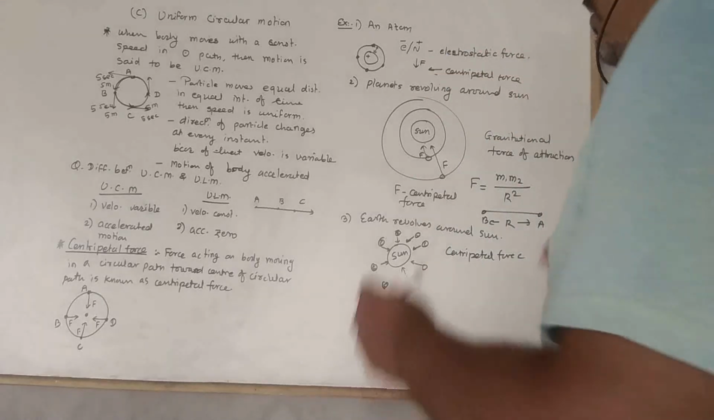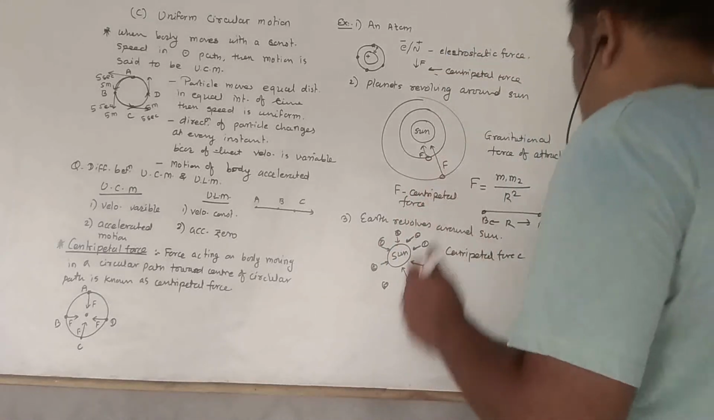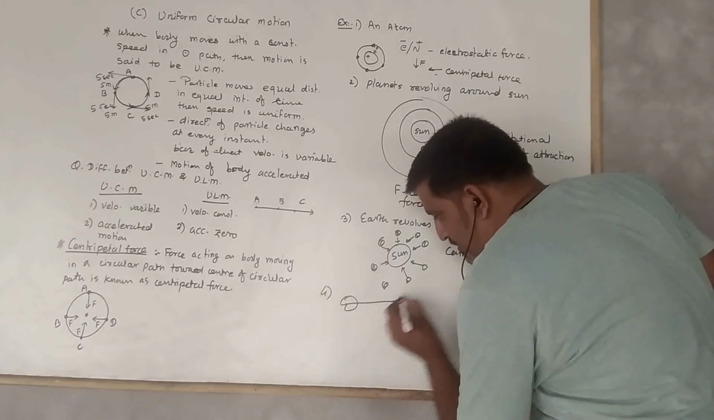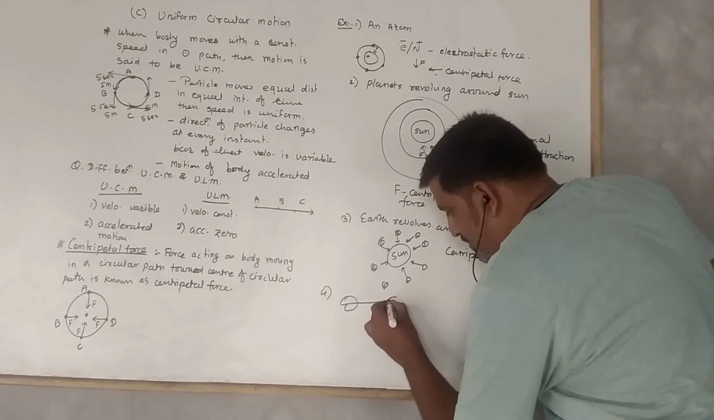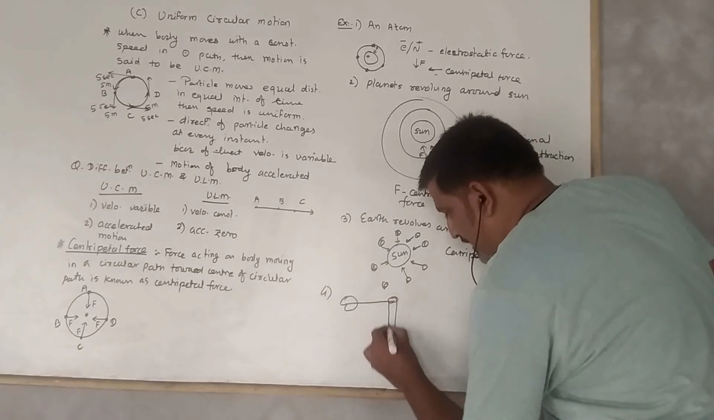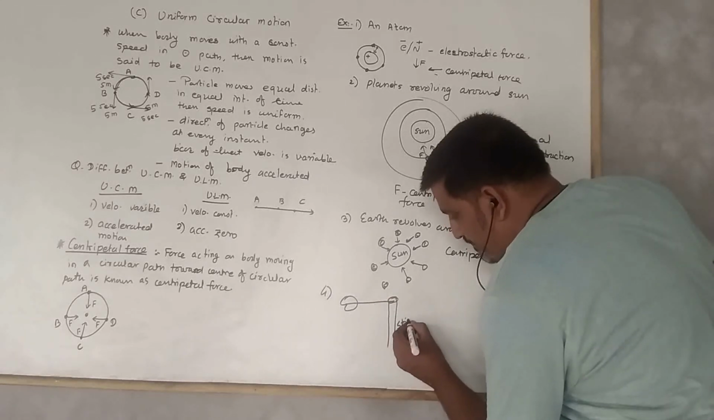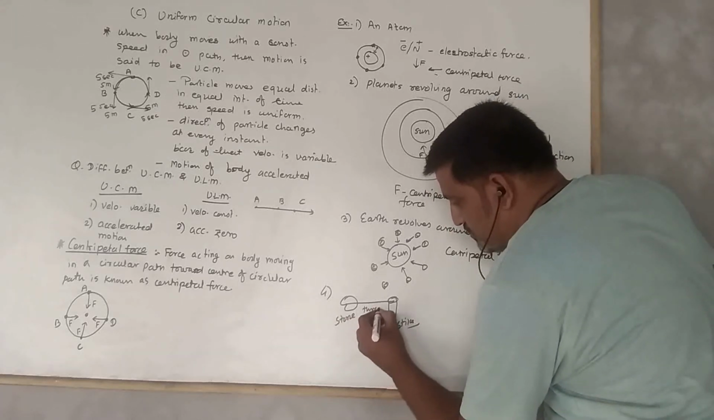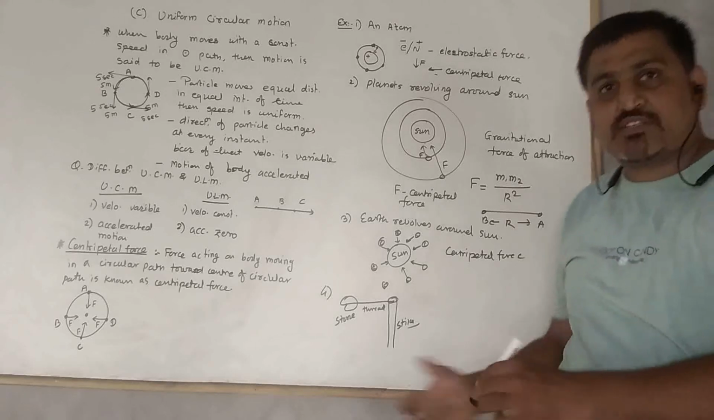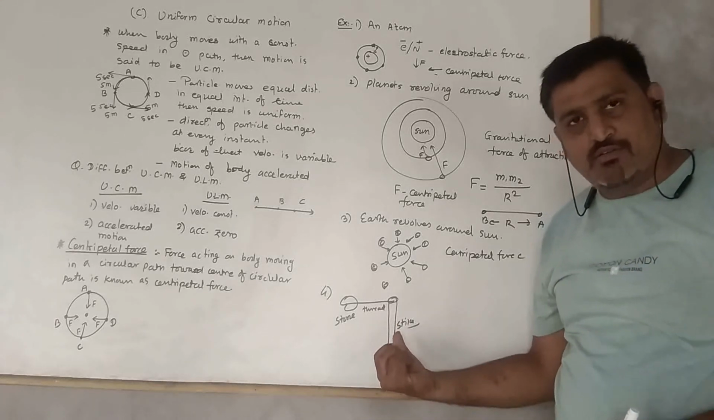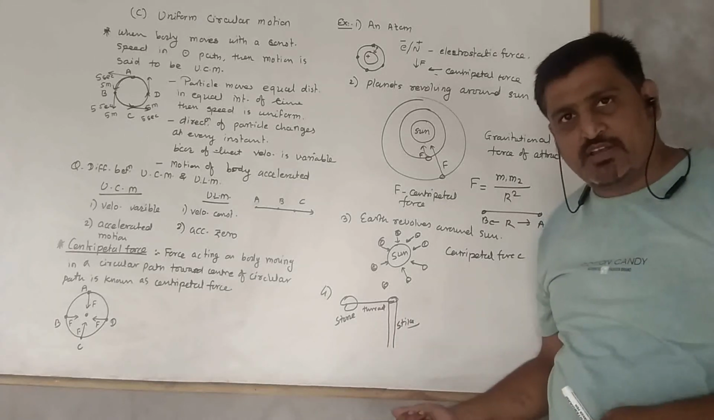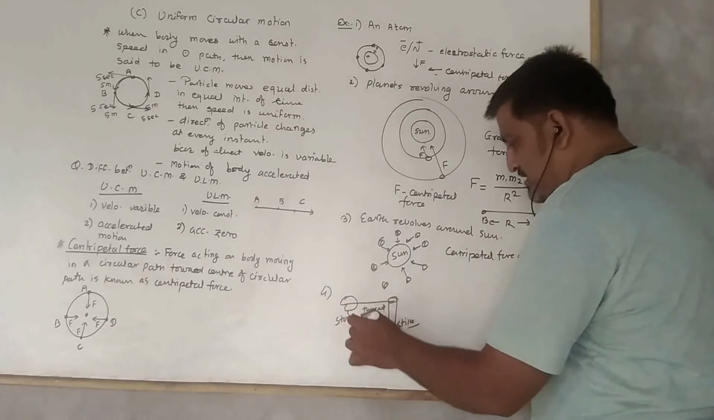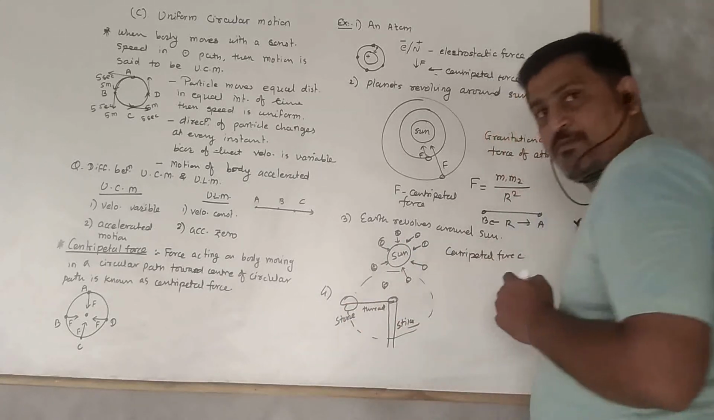Okay, so one more example I can give you: when you tie a stone by a thread, and that thread you tie to a stick, this is the stone and the thread is here. The stone is tied by a thread and the other end is tied to the stick, and when you start whirling it, you find that it starts whirling in a circular path, right?